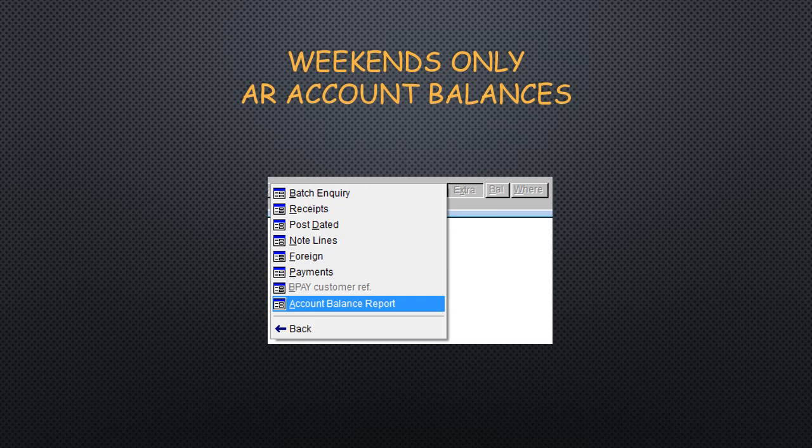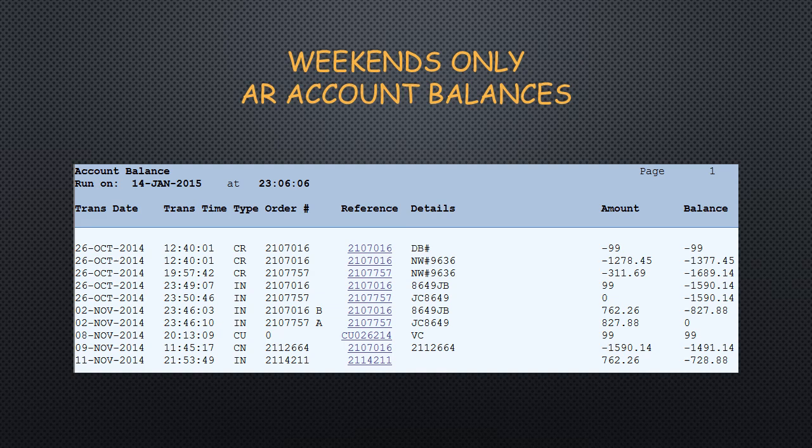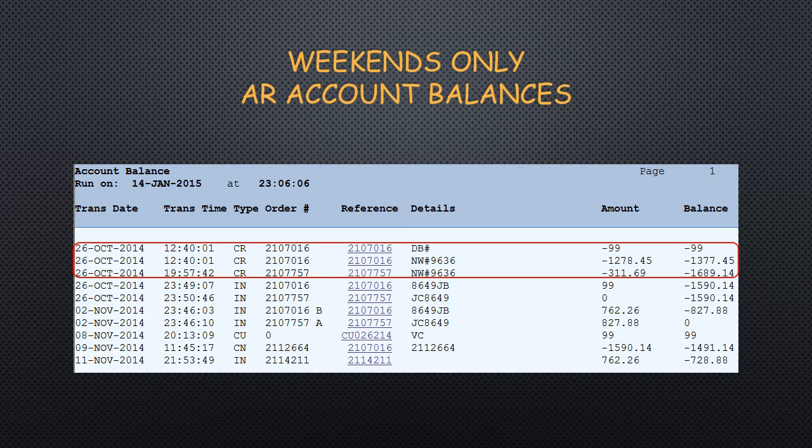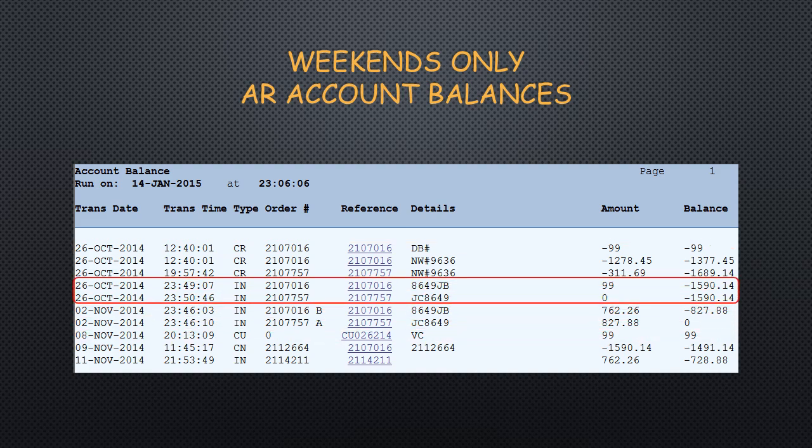This option exports the information in the Trans mode to a report that also tracks the customer's balance after each transaction. Now open the report to view each transaction. The first set of transactions are cash receipts adding up to $1689.14. At this point, WEO owes the customer $1689.14 in product or money. That same day, WEO invoices $99 to the customer, leaving a balance of $1590.14 owed to the customer.